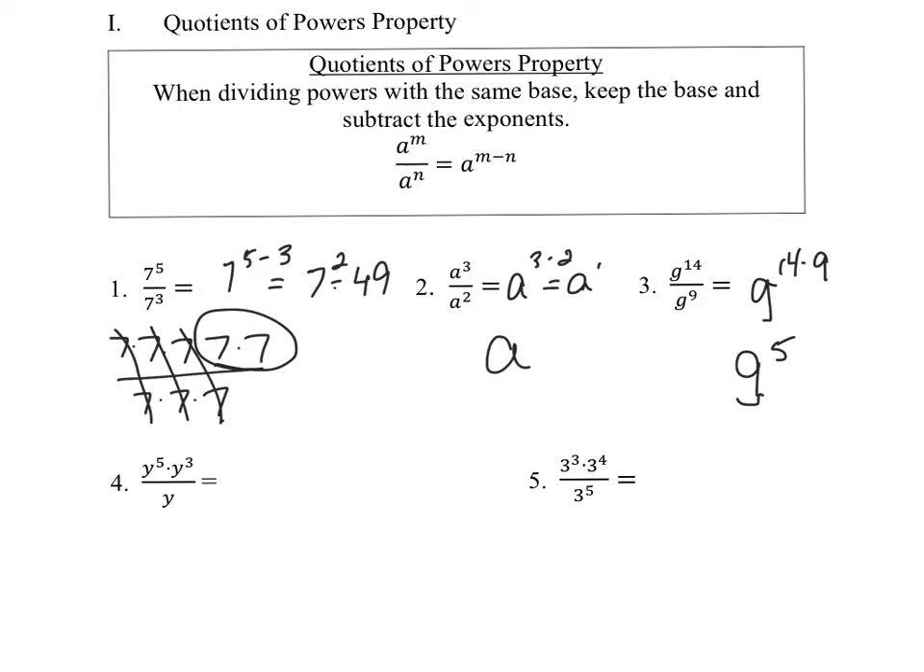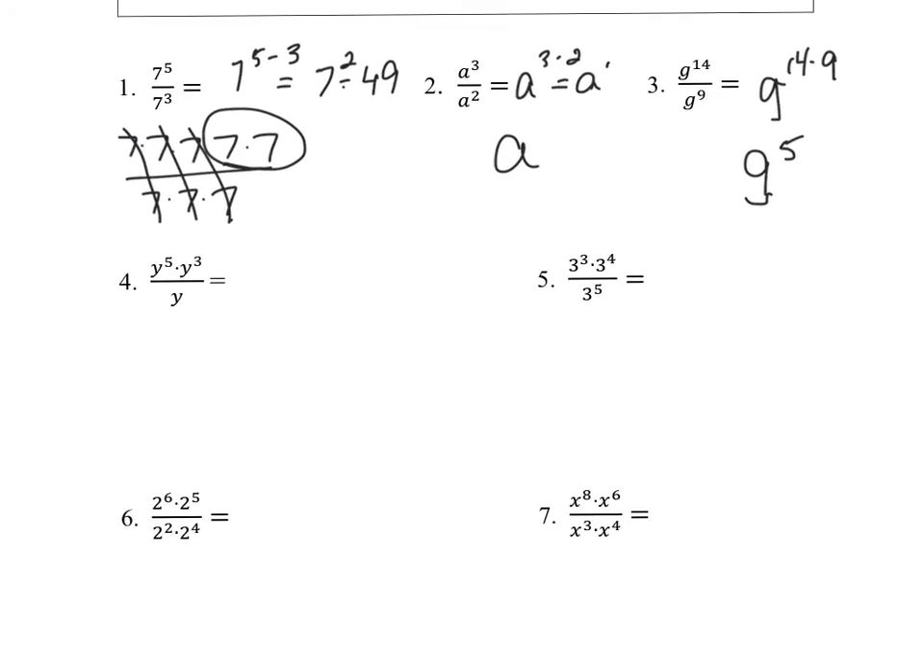So this next set here is a little bit different because you'll see we don't only have one piece up in our numerator. We've got 2 pieces now. So when you're doing these, let me simplify my numerator first. So I'm going to do y to the 5th times y to the 3rd.